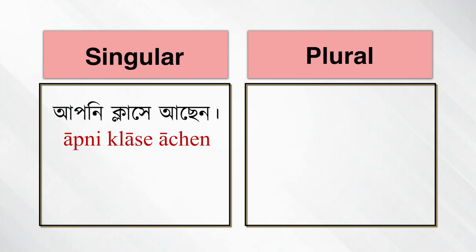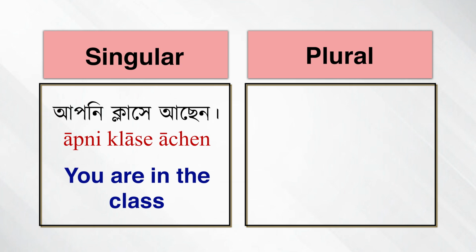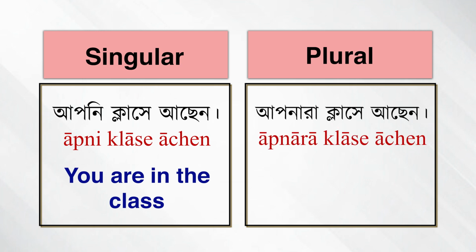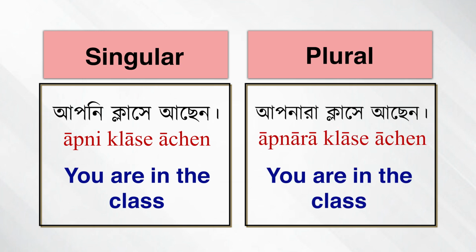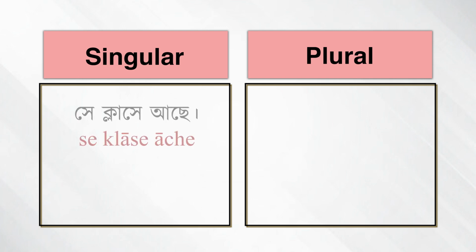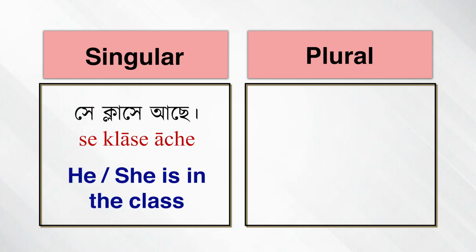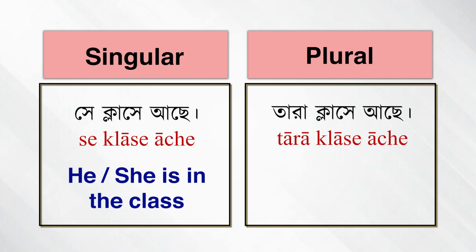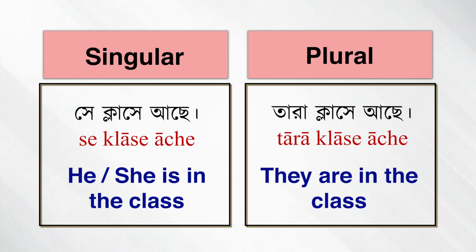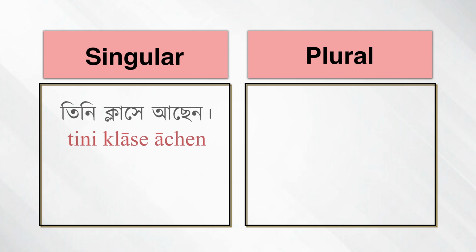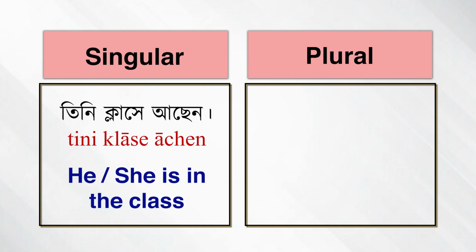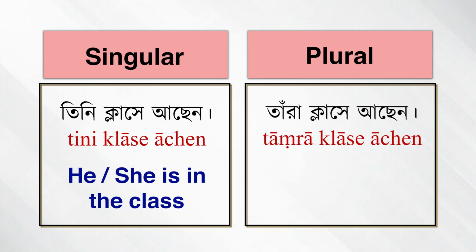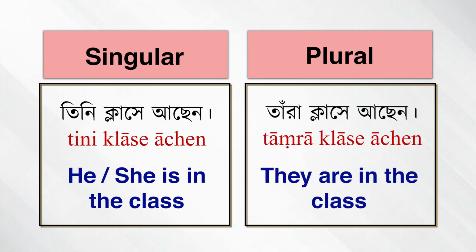Singular, Apni classe achen. You are in the class. Plural, Apnara classe achen. You are in the class. Singular, She classe achen. He or she is in the class. Plural, Tara classe achen. They are in the class. Singular, Tini classe achen. He or she is in the class. Plural, Tara classe achen. They are in the class.